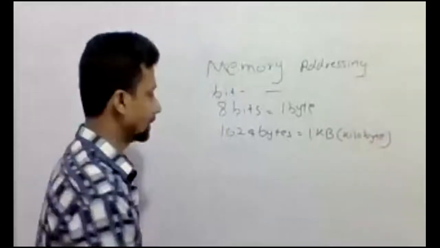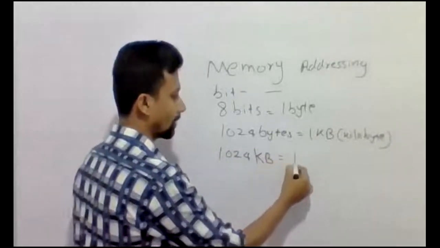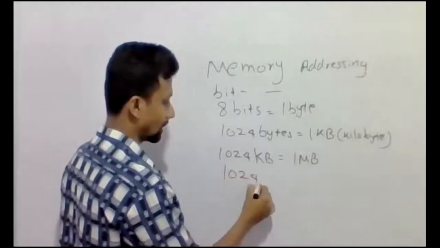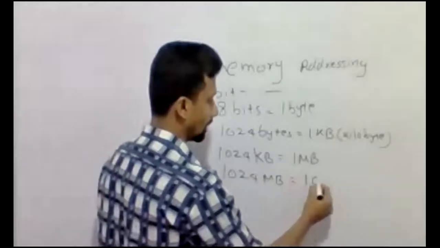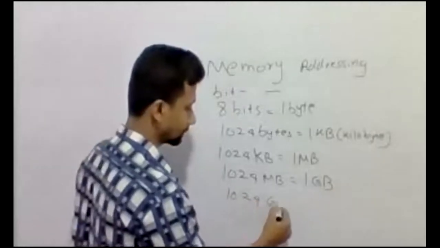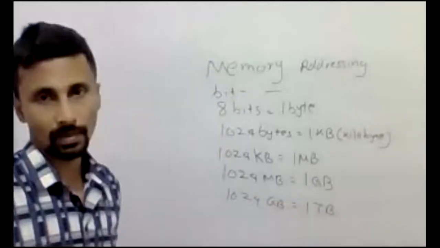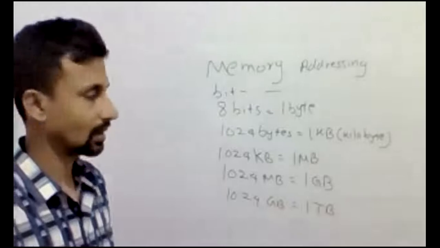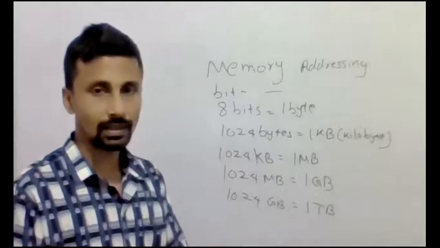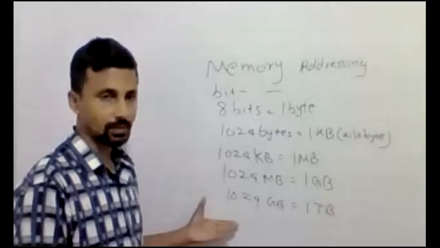Then 1024 KB equal 1 megabyte, 1024 megabytes equal 1 gigabyte, 1024 gigabytes equal 1 terabyte. So at the moment we are working up to terabyte. Hard disks are there in 1 terabyte, 2 terabyte. There are some more, petabyte, like that. There are so many, but we are discussing up to this one.